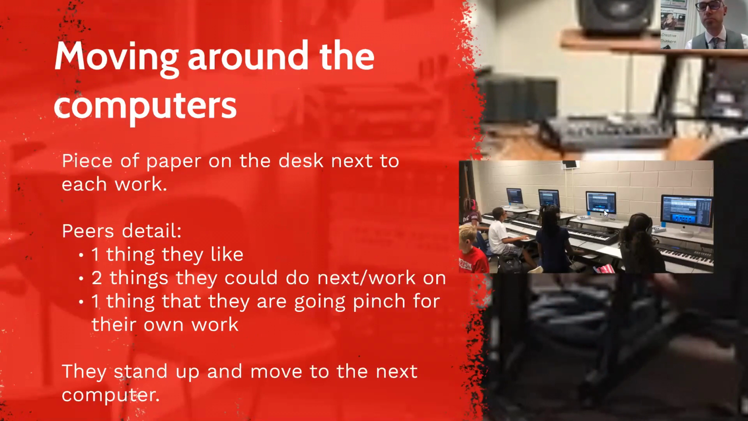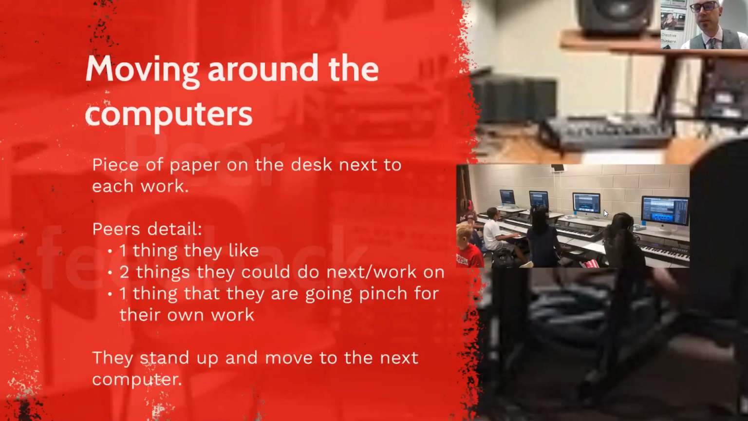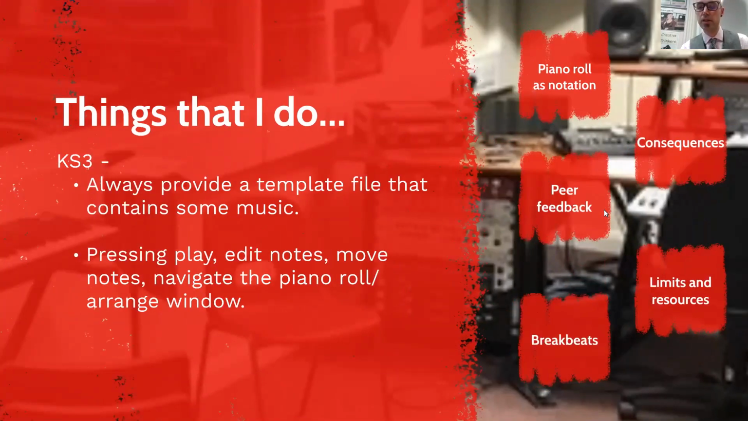So if they're all doing a composing task, I just put a piece of paper down. They get up, they stand to the right, they listen to somebody else's work. They write down on a piece of paper one thing they like, two things that the person could do next or work upon, and then one thing that they're going to pinch and put in their own work. And then they stand up and they move along. When they get back, they've got a whole two sheets of paper with stuff that people have said is good about their work, things they're going to steal and use, and also two things that they need to work on. There might be similarities, there might not.